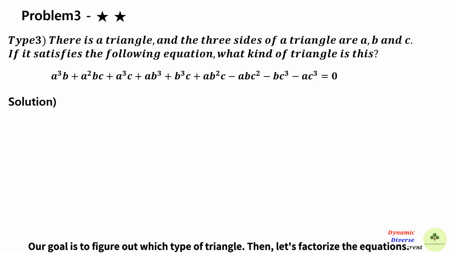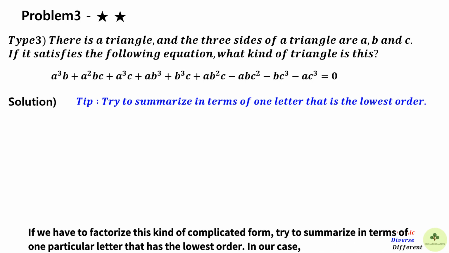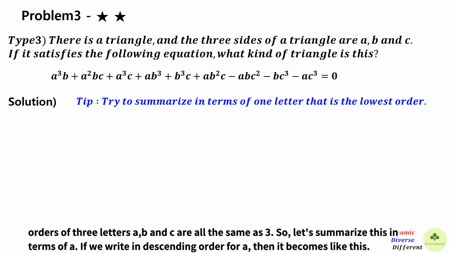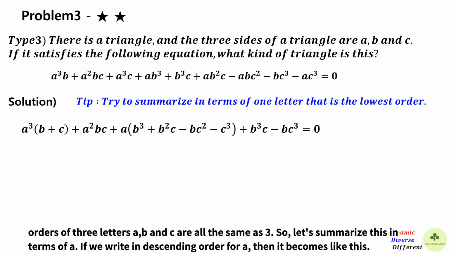Our goal is to figure out which type of triangle. Then let's factorize the equation. If we have to factorize this kind of complicated form, try to summarize in terms of one particular letter that has the lowest order. In our case, the orders of the three letters A, B, and C are all the same, 3. So let's summarize this in terms of A. If we write in descending order for A, then it becomes like this.